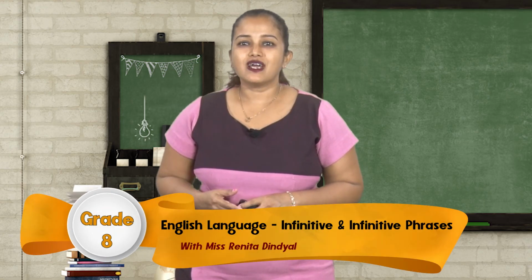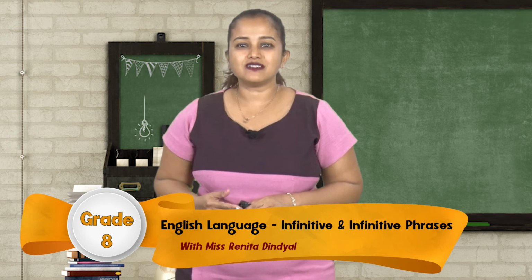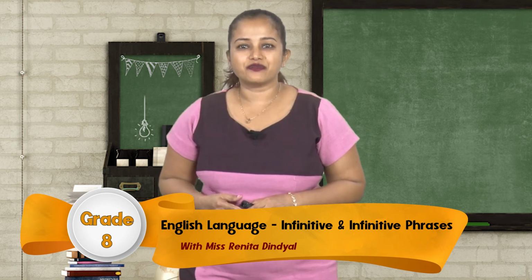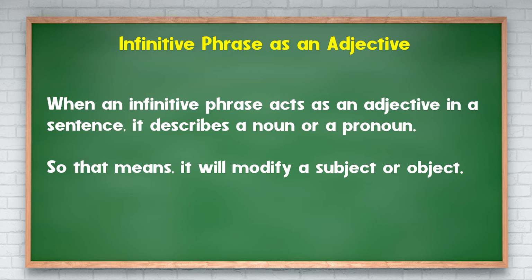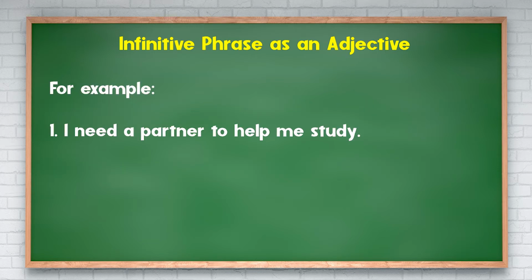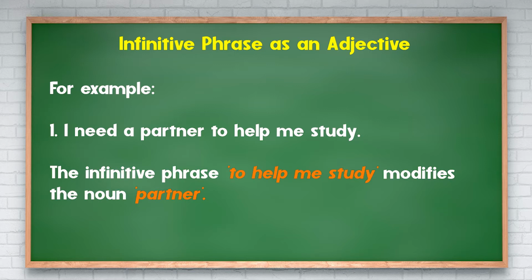Moving on, let us now examine the infinitive phrase as an adjective. When an infinitive phrase acts as an adjective in a sentence, it describes a noun or a pronoun. So that means it will modify a subject or object. Here are some examples. I need a partner to help me study. The infinitive phrase to help me study modifies the noun partner.